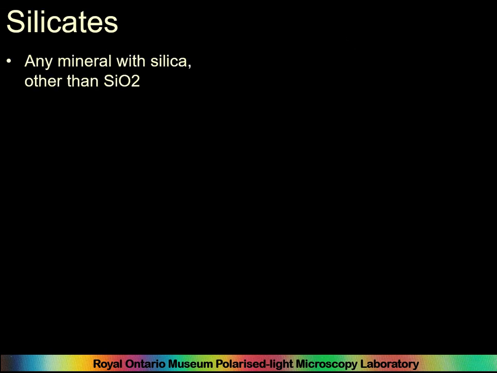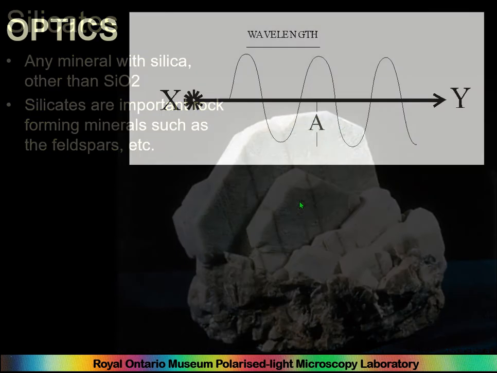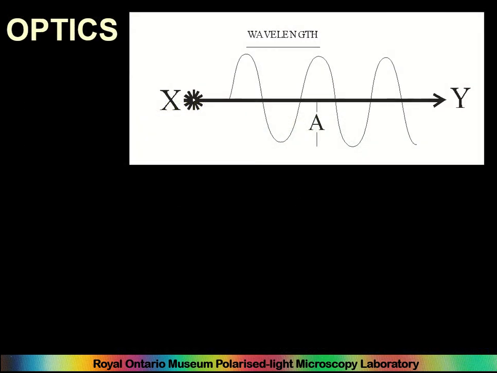And then we have the silicates, which is any mineral with silica other than silica. So these are a very important group of rock forming minerals, such as the feldspars. This is a feldspar. Notice the cleavage. See, isn't that nice cleavage there? So optics, moving right along.